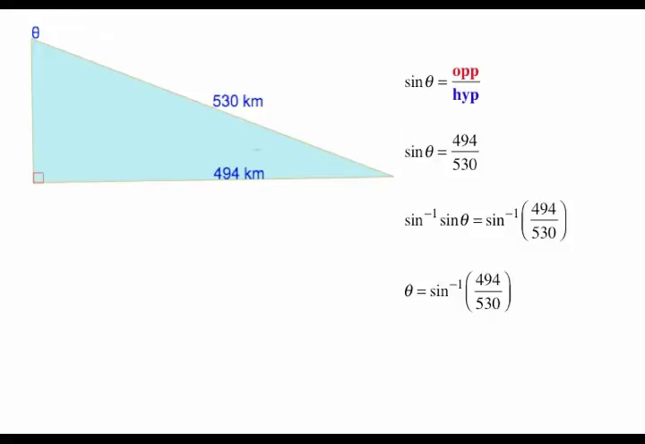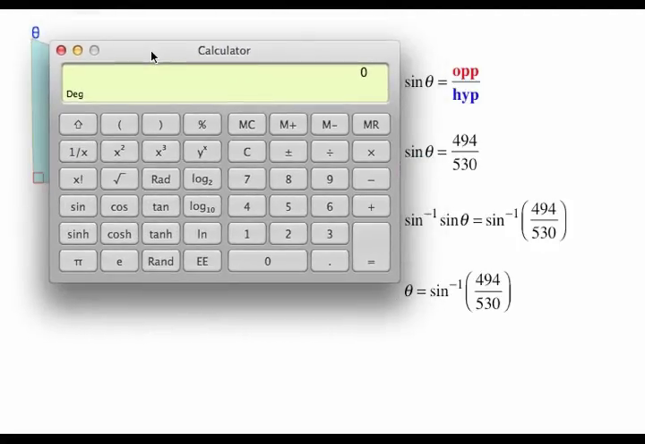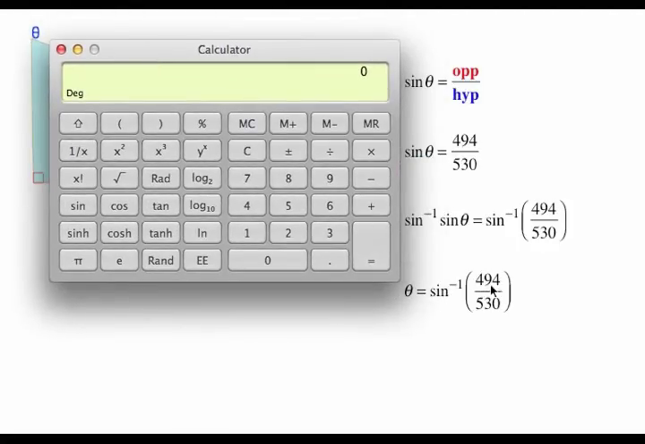Okay, so now it's time for our handy-dandy calculator. So let's clear all of that, make this back to normal. Okay, so to take the inverse sine, on my calculator I have to put the numbers first. Some calculators, like some of the TIs, you have to put the function first. It really depends on what kind of calculator you're using. So I'm going to do the numbers first.